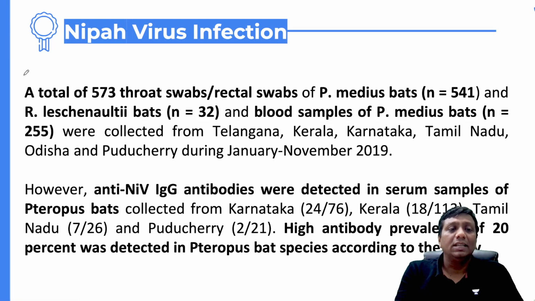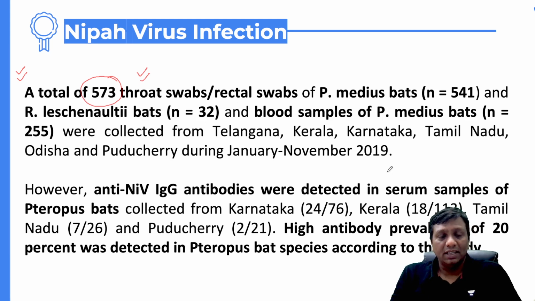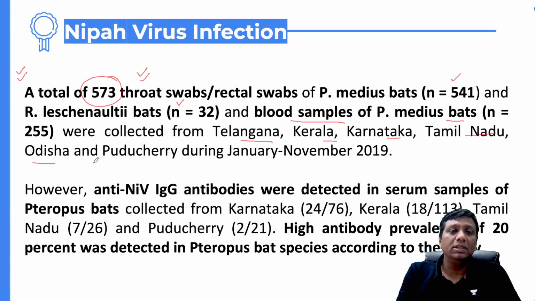See, it is a sample collection done with the help of ICMR and the National Institute of Virology, and here they got some results. A total of 573 throat swabs they collected. Throat swabs and rectal swabs they collected, and the sources were the P. medius bats and the R. leschenaultii bats. 541 samples here and around 32 samples here, and a part of that is blood samples of P. medius bats also collected, from the areas of Telangana, Kerala, Karnataka, Tamil Nadu, Odisha and Puducherry.